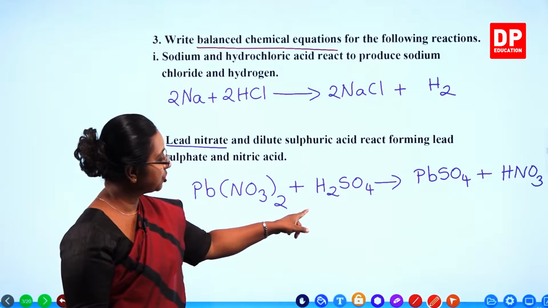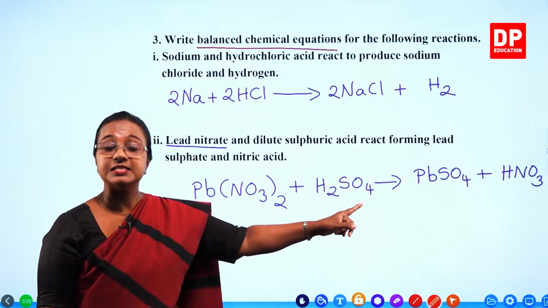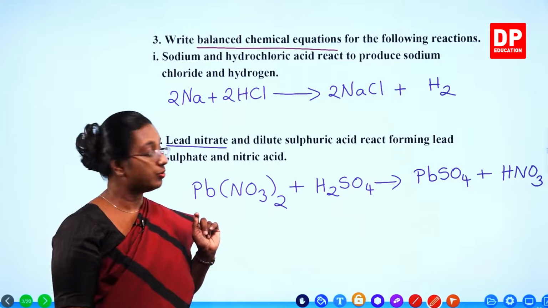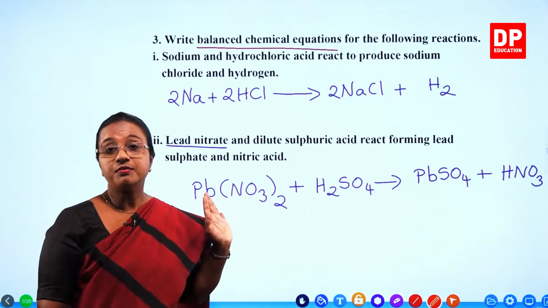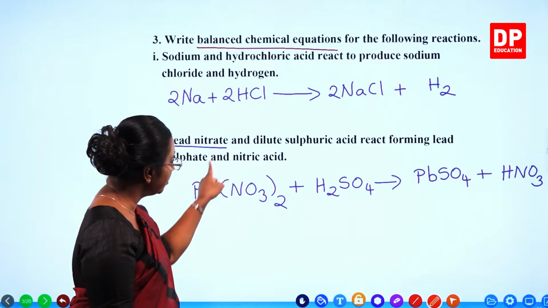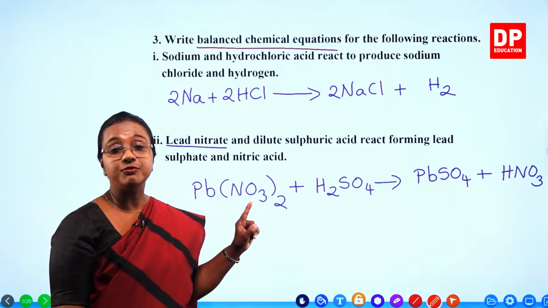Pb(NO3)2 plus H2SO4 gives rise to PbSO4. There both the valencies are 2, so PbSO4 and nitric acid HNO3. Check the number of atoms. Pb is 1, okay, but NO3 there are 2 molecules, so there also we need to have 2 molecules.